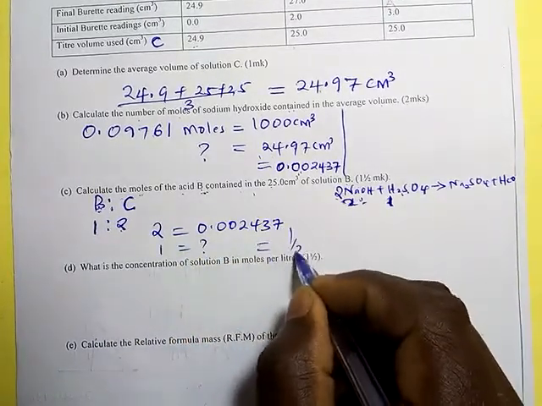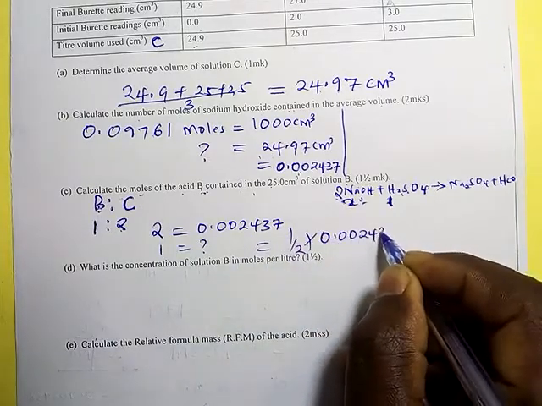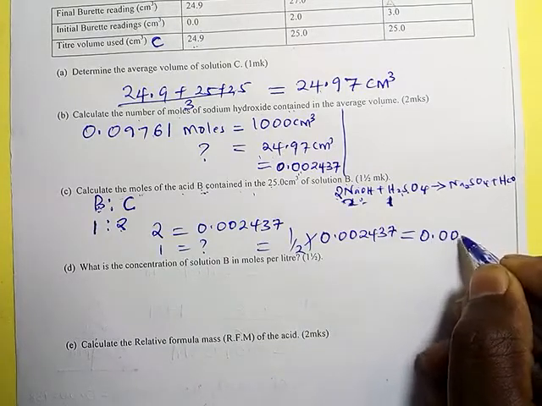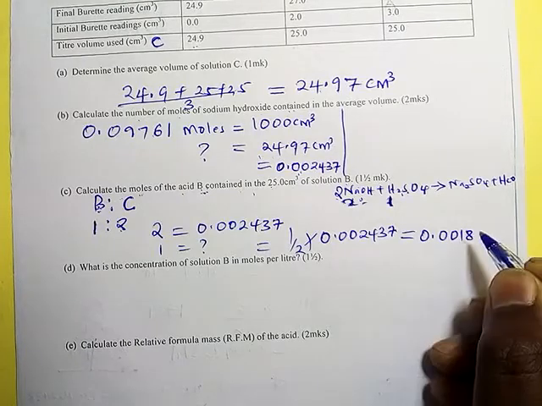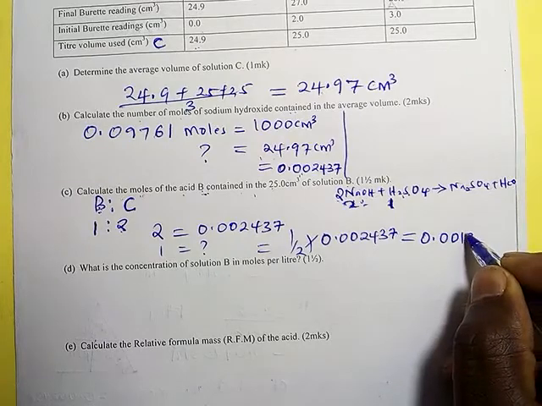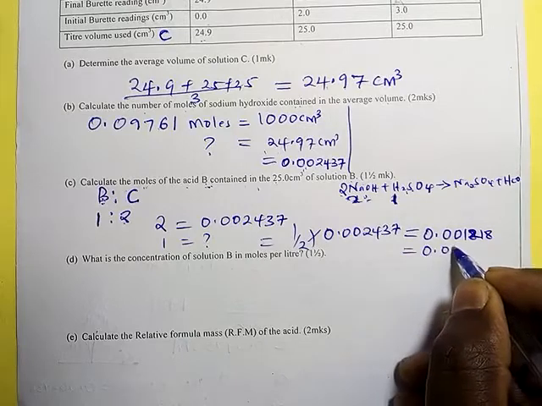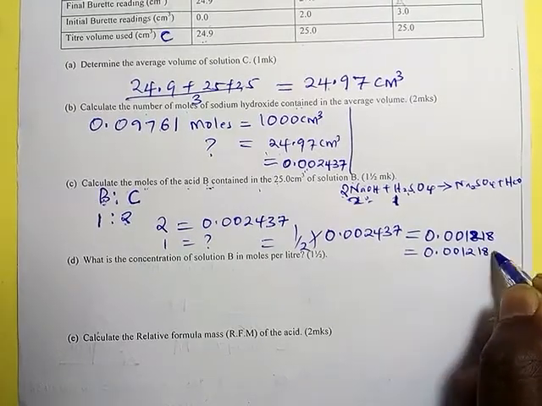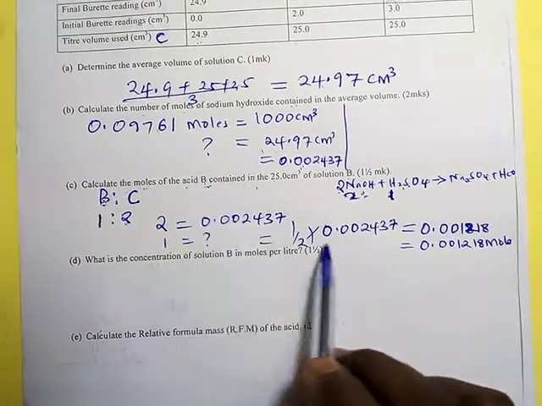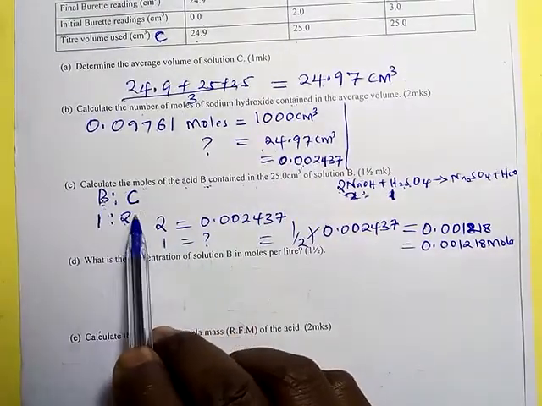So that one is a half times this. That one will give us 0.001218 moles. So the moles of B is, I have the moles of C because the ratio is 1 to 2.